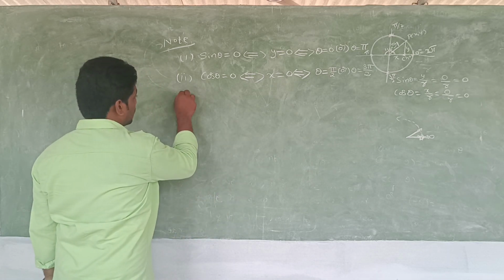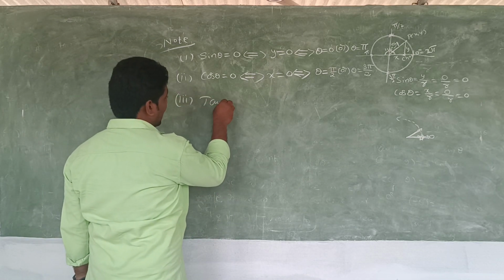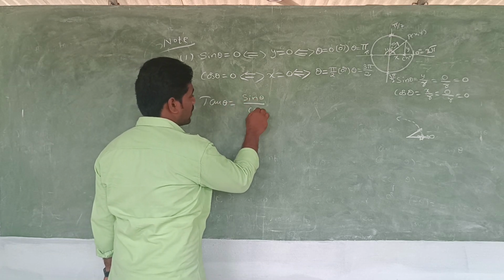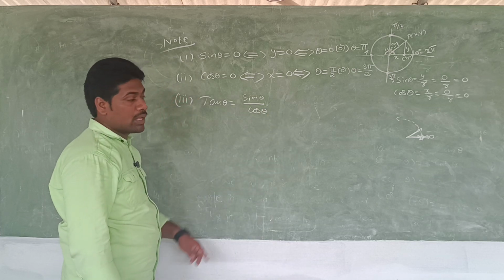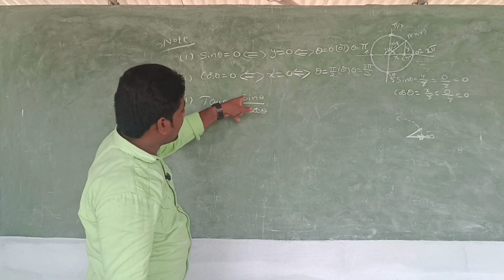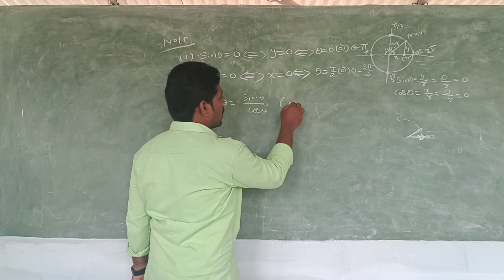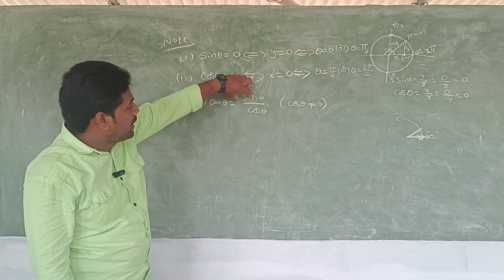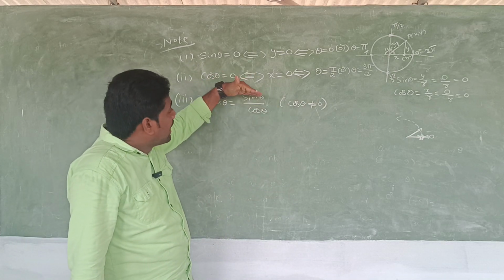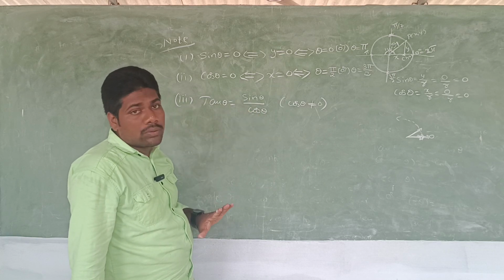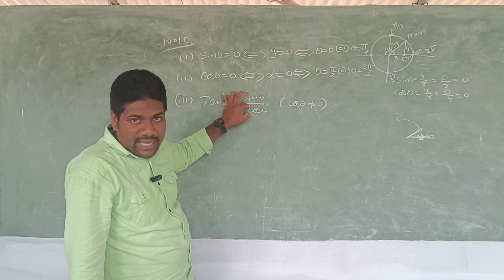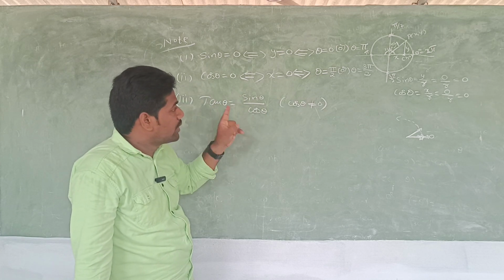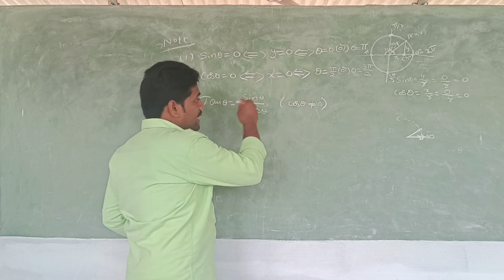Okay, next, the third one. Tan theta we will write as sin theta by cos theta, where cos theta is not equal to 0. Because whenever we write a fraction, the denominator must never be equal to 0. If the denominator is 0, the fraction does not exist. So cos theta is not equal to 0.